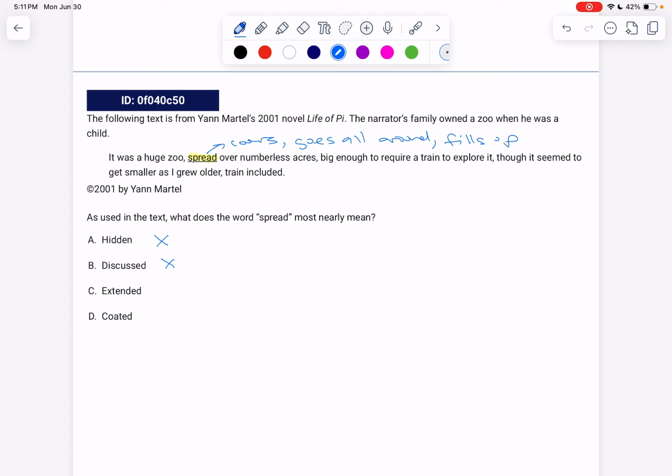Extended. Does that mean to spread out, fill up, cover up? Absolutely. That's going to get a check. Coated. Coated means to cover just the outside. And again, here, we're not just saying it's just covering it. It's actually like sitting on it. It is there. So that's going to not match. That'll get an X. And we'll pick extended.